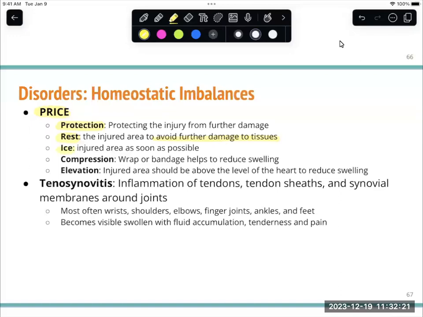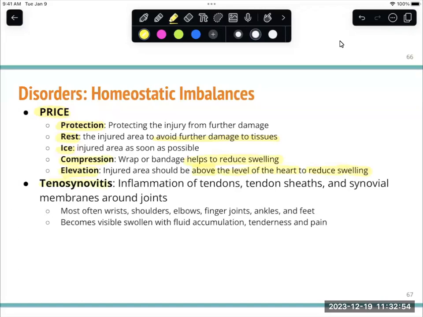Ice will prevent further swelling. It does not reverse swelling. Ice doesn't, but it'll prevent further swelling, things from getting larger. That compression will help reduce that swelling. And then elevation. We want to elevate it above the heart because that'll also help reduce that swelling.